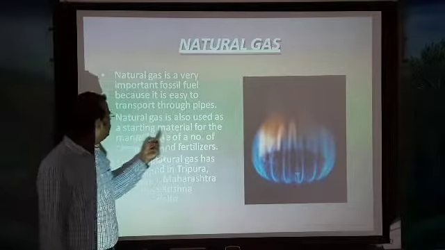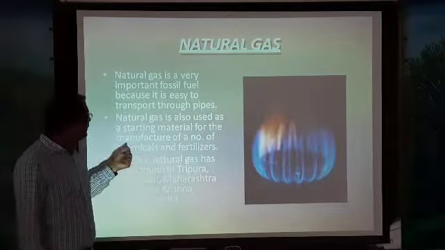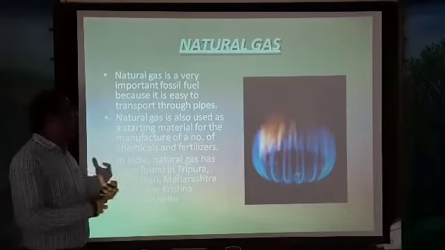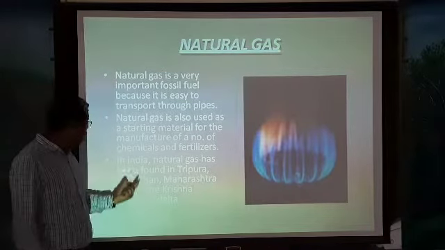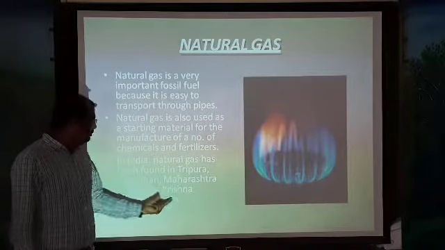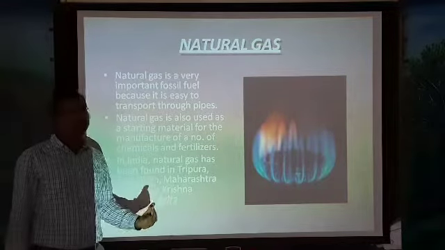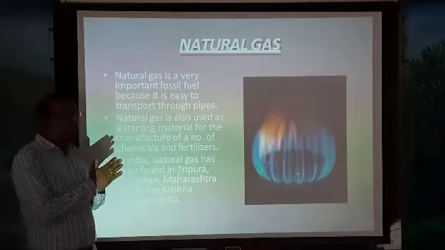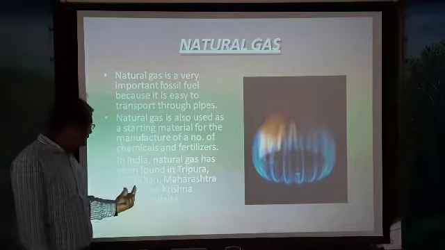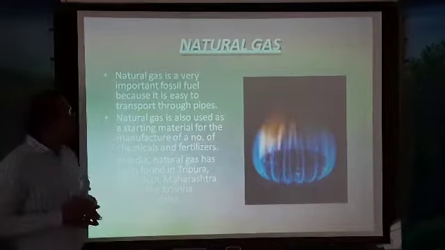Natural gas is also used as a starting material for the manufacture of a number of chemicals and fertilizers. So by using natural gas we can manufacture a number of chemicals and fertilizers. In India, natural gas has been found in Tripura, Rajasthan, Maharashtra and in the Krishna Godavari Delta. So in India we are getting natural gas in different places like Tripura, Rajasthan, Maharashtra and the Godavari Delta.